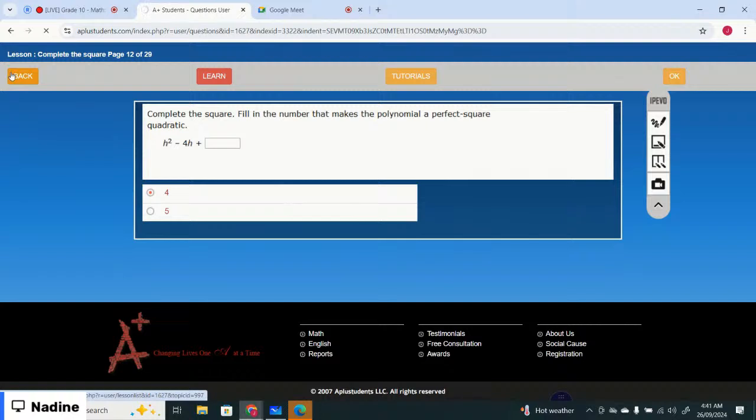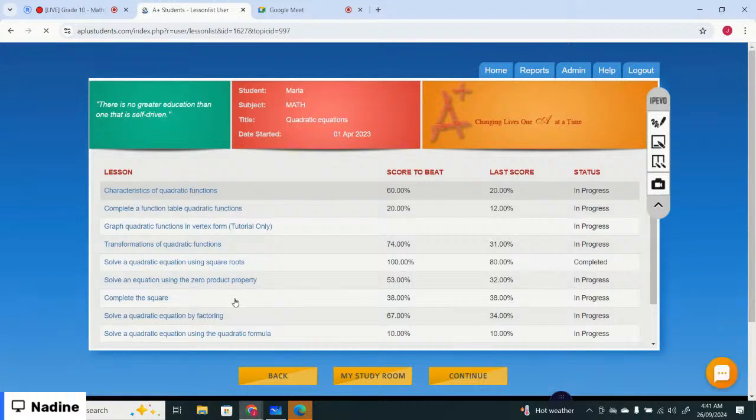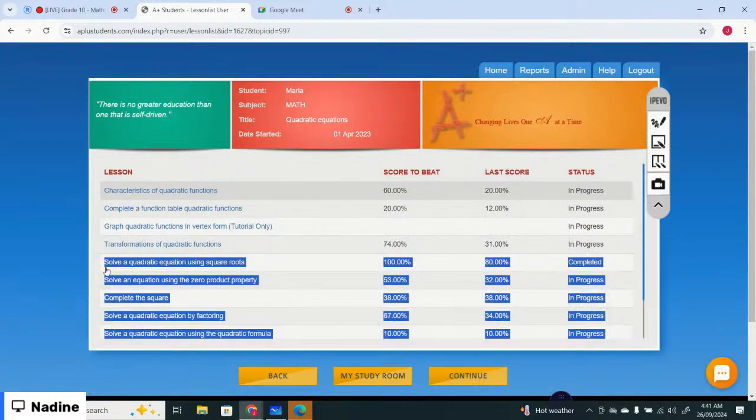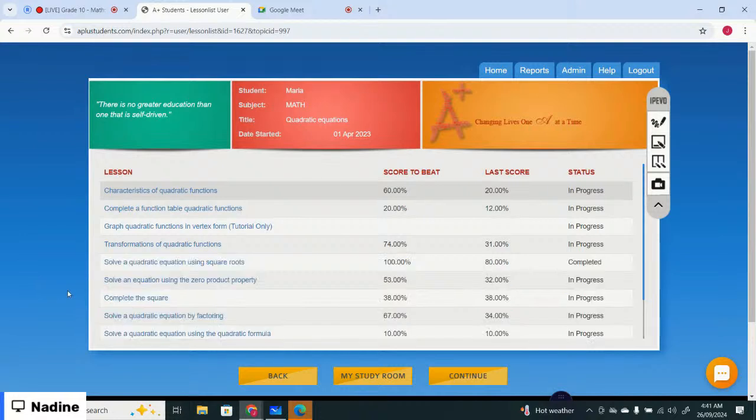So we were working on grade 10 math. The chapter we were working on is quadratic equations. That is a very important chapter. The lessons we have covered today are solve a quadratic equation using square roots, solve an equation using the zero product property, and the one we've just finished is complete the square. So please make sure before the next session you complete all the practice questions for the lessons we just did. That is your homework until next session, right?